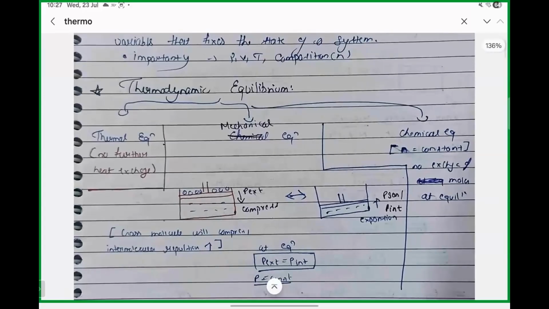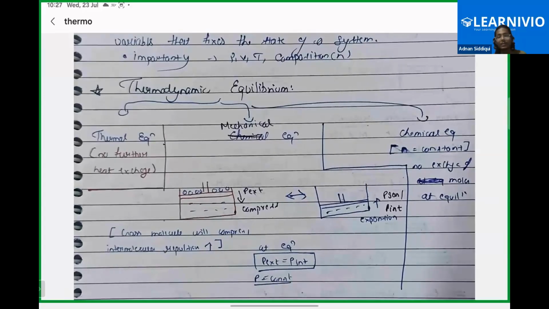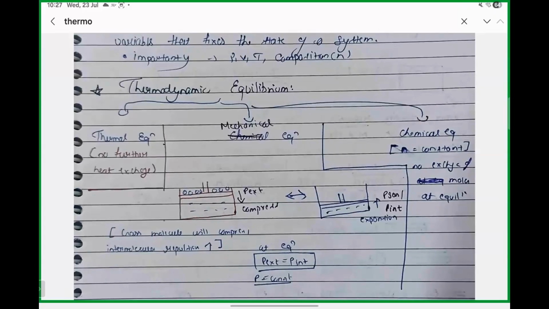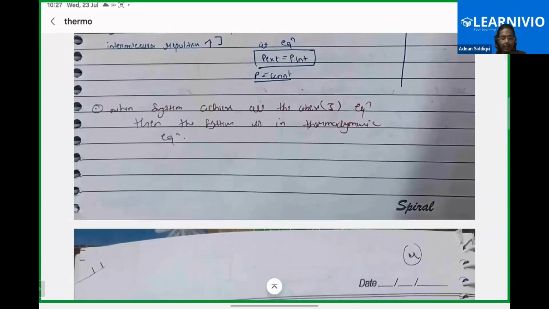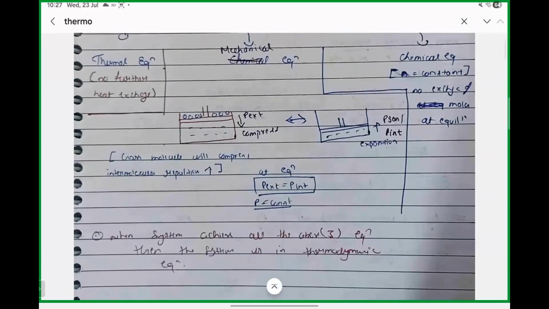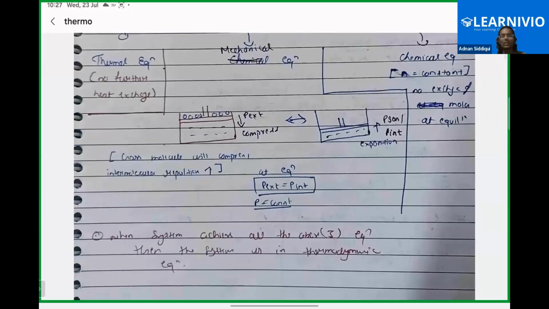What's the definition of mechanical equilibrium? The definition would be when external pressure is equal to internal pressure in a system. Pressure, basically. In chemical, then no exchange of moles, right? So when the system achieves external pressure equal to internal pressure, you can say it simply like that, right?